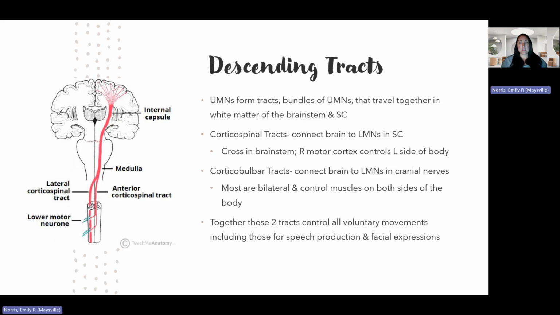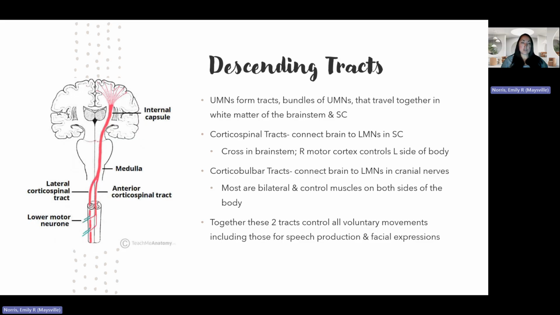Descending tracts. So now we're going to talk about the different tracts in the spinal cord. Upper motor neurons form tracts, or bundles of neurons that travel together in the white matter of the brainstem and spinal cord. Remember, the white matter is white because it's those axons surrounded by the myelin sheath. And so axons travel from a cell body and out to an area.